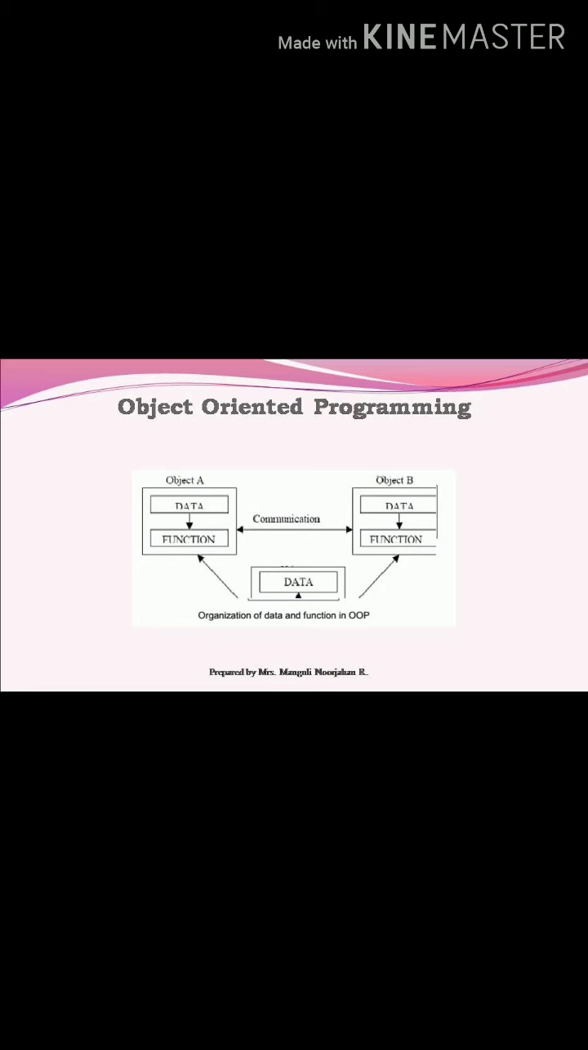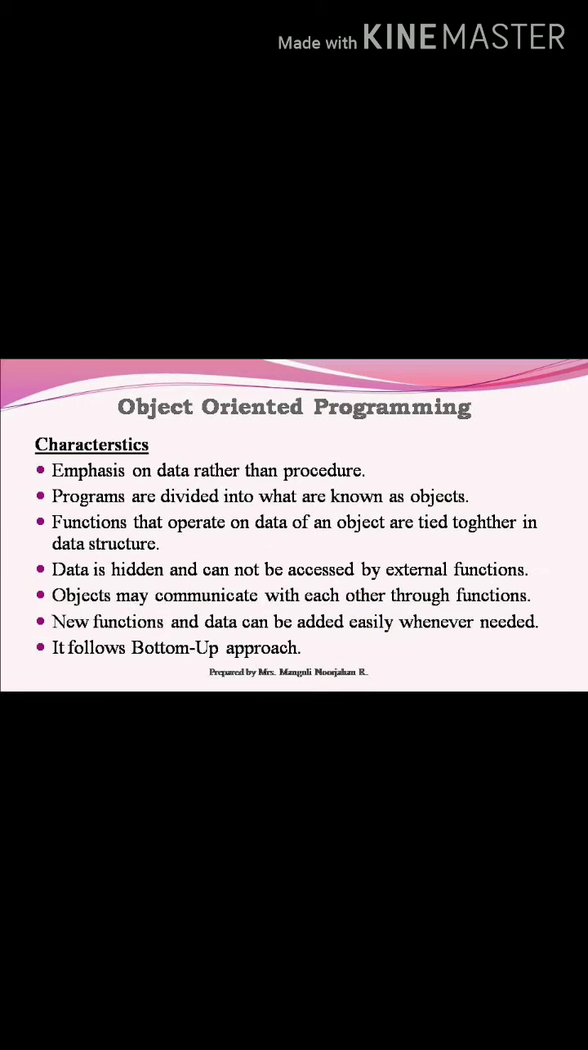Here the data of an object can be accessed only by the functions associated with that object. However, functions of one object can access the functions of other objects. Now the features of object oriented programming.